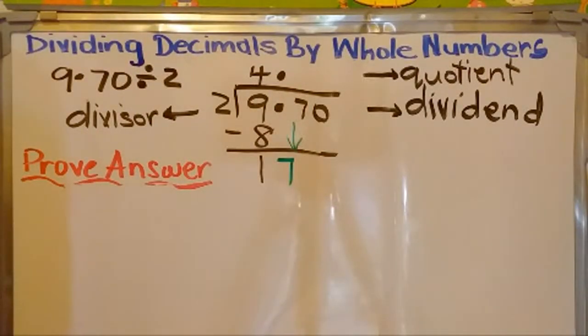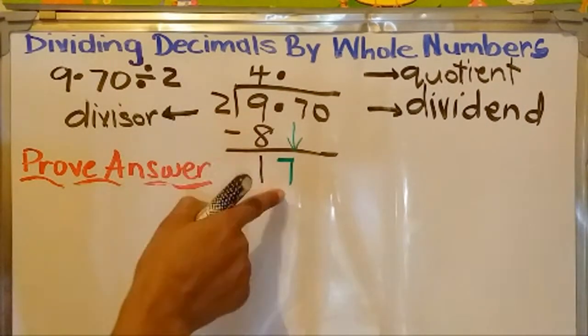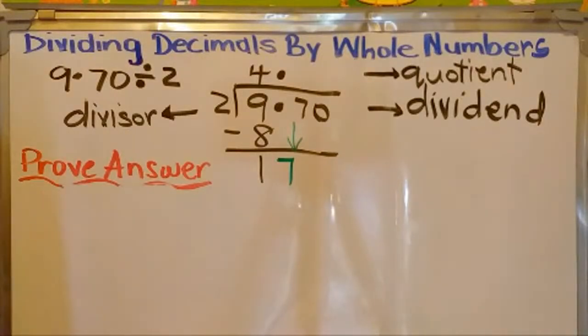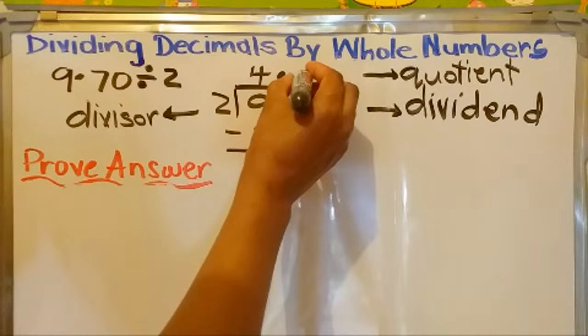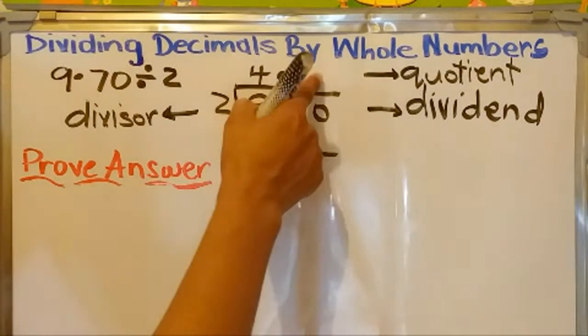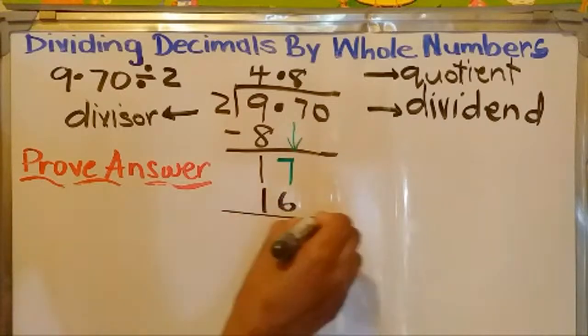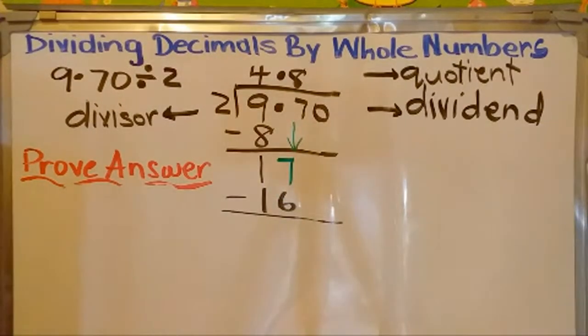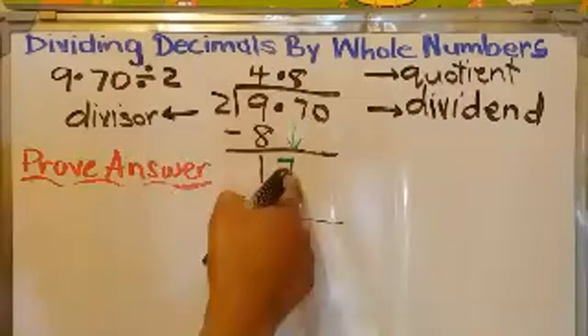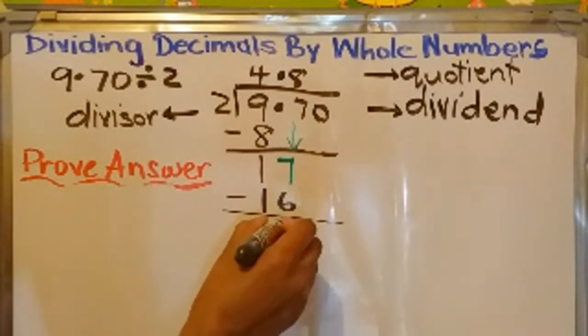The next thing you are going to do is say to yourself, how many groups of 2's can you get from 17? And of course, that is 8 groups. You're going to take this 8 and multiply it by 2, and of course, you're going to get 16. Draw your line, and of course, you're going to take away. All right? So you have 17 take away 16, you only have 1 left.